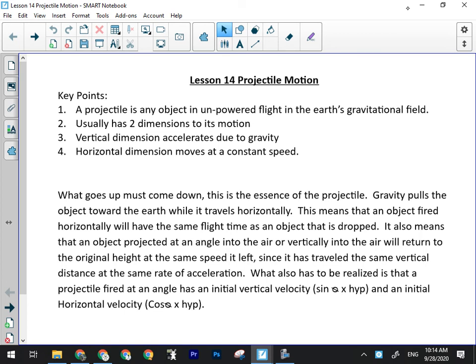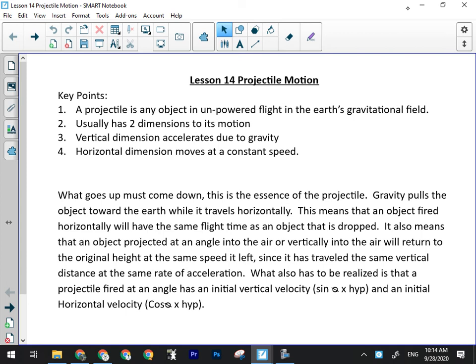So, a missile is not a projectile because it's got a motor. A plane is not a projectile. It's in powered flight. So anything with a motor cannot be a projectile, by definition, because it's in powered flight. All projectiles basically do the same thing. They return to Earth.